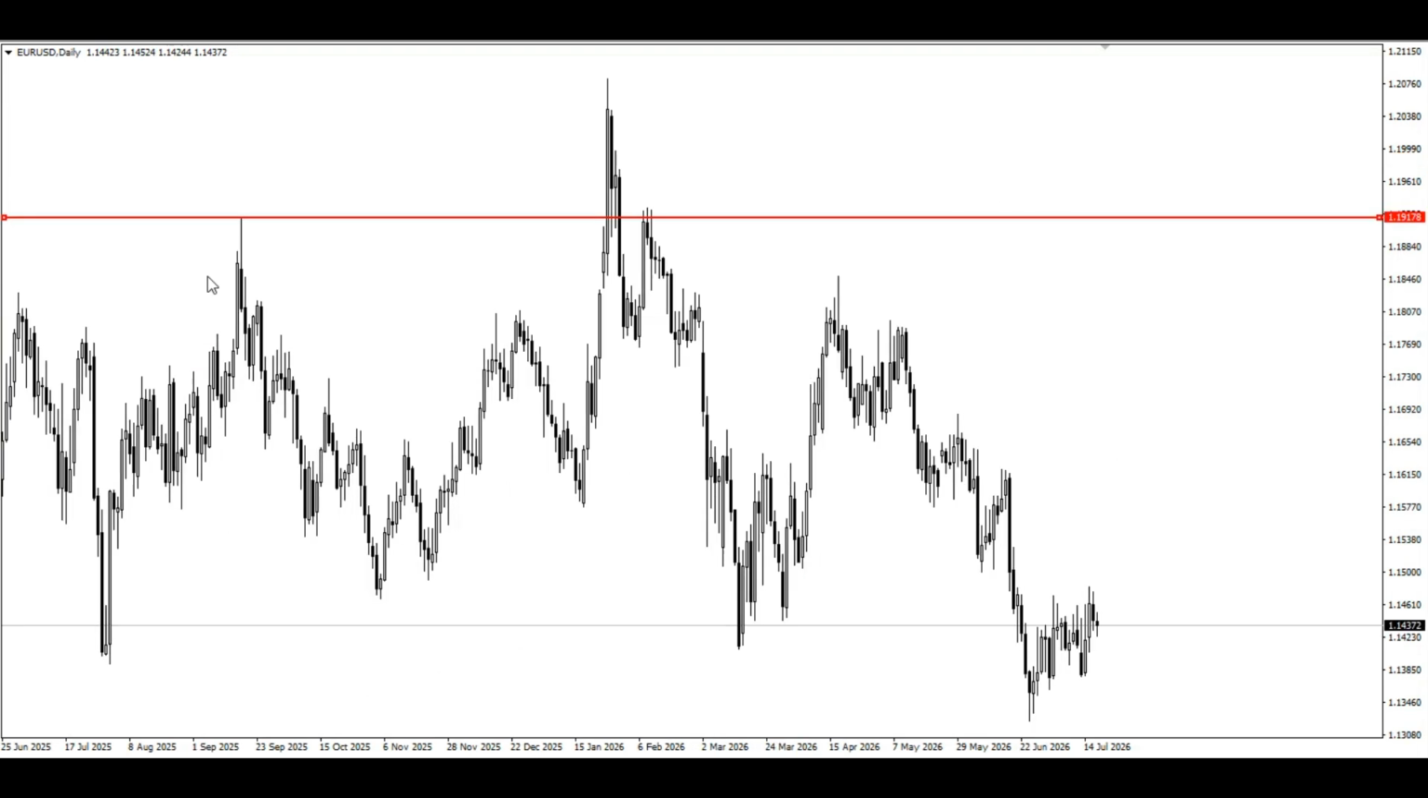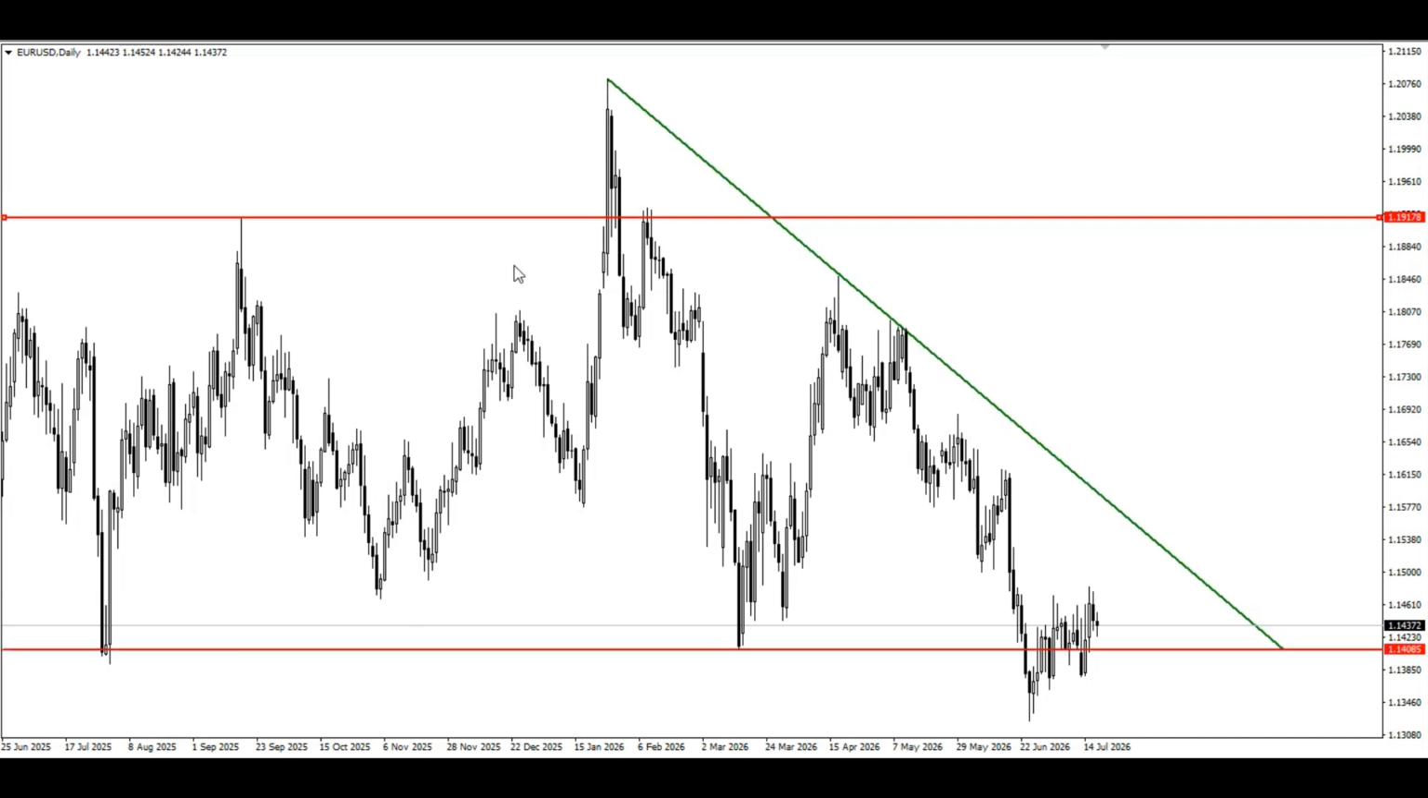Next, we drop down to the daily chart to align our bias. If the weekly chart is bullish, we want to see the daily chart confirming that momentum. Look for the daily structure. Are we making higher highs, or is the price retracing into a daily demand zone? Once the daily structure aligns with the weekly trend, our directional bias for the day is locked in.